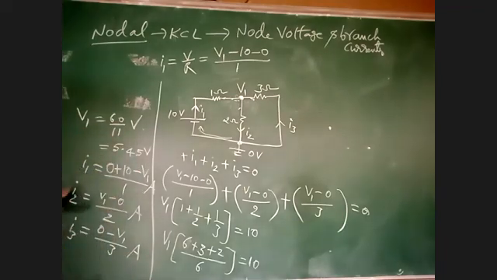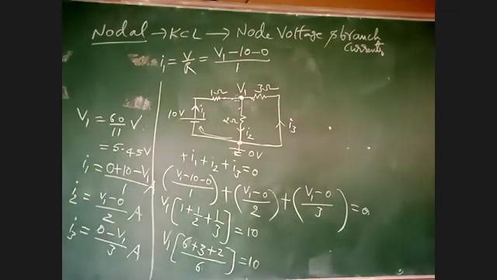Substitute V1, and you'll get the branch currents I1, I2, and I3. Once we determine node voltage, we can easily calculate the branch currents. Note down. If you are having doubt, you can ask me.